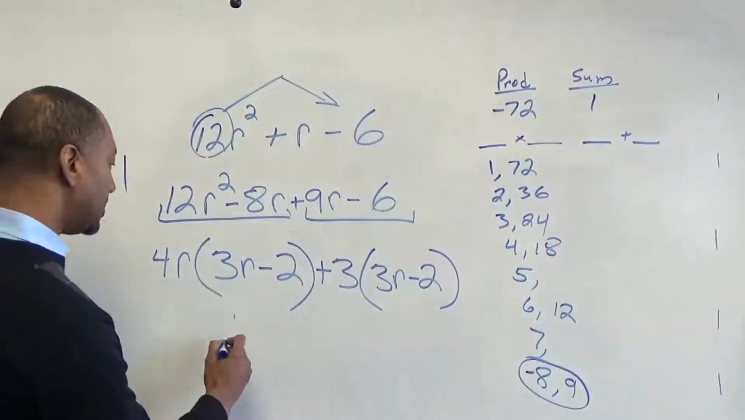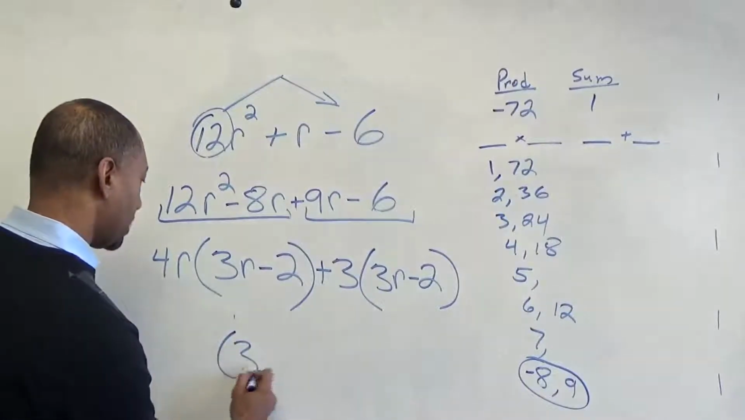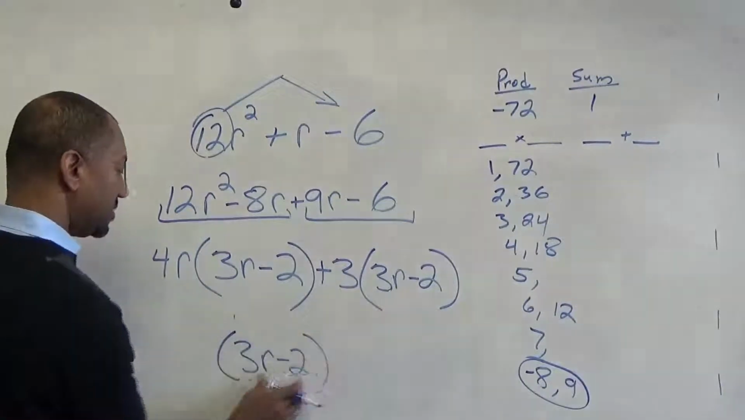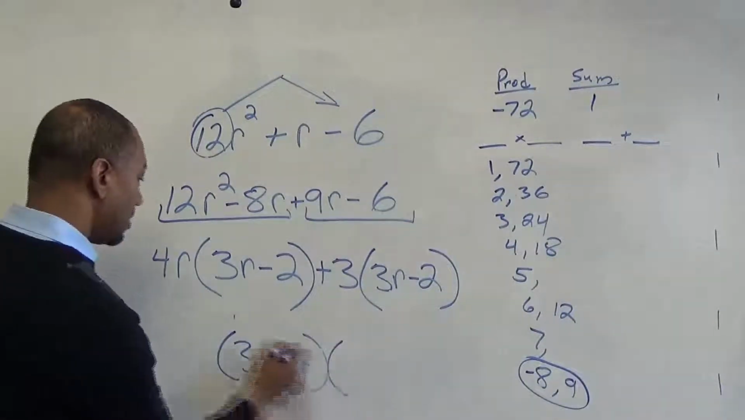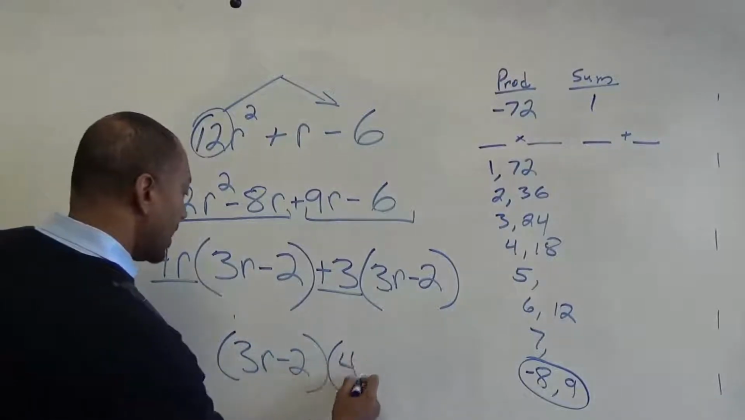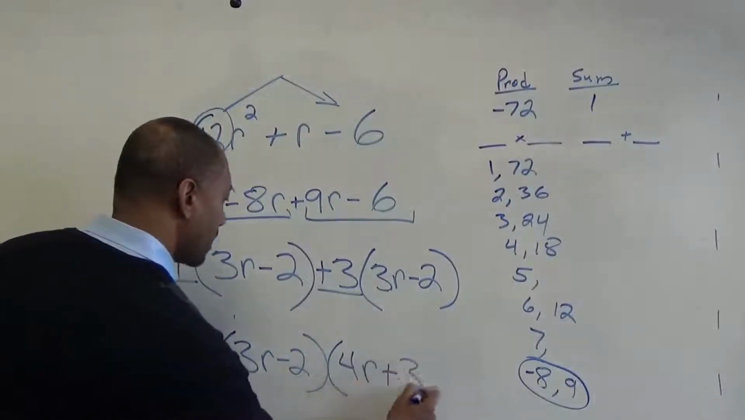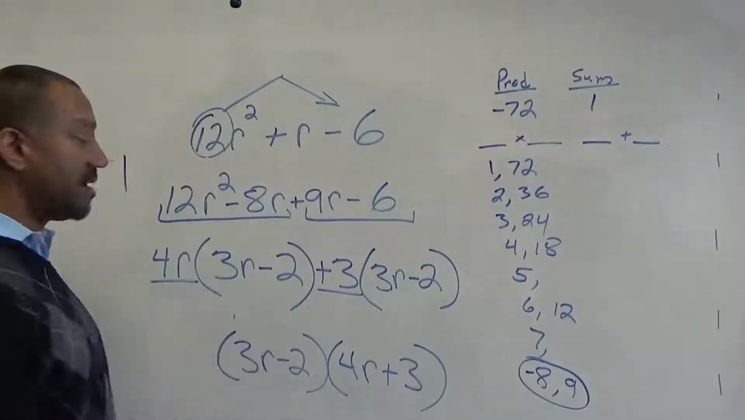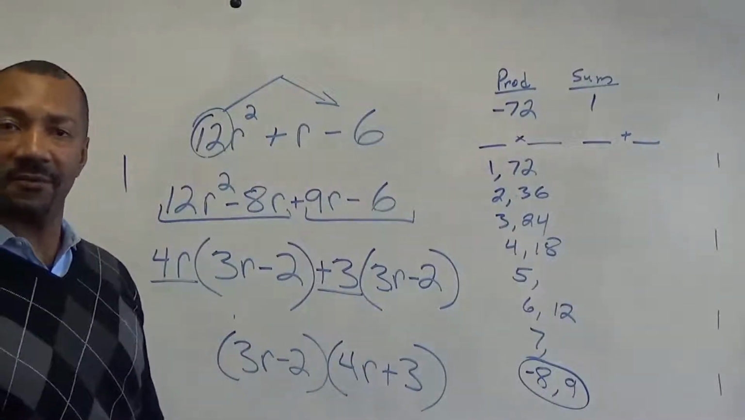Let's go to the final answer. 3r minus 2, because that's what's in parentheses. And then the 2 items in front of the parentheses, we'll go ahead and put them in here. Just like that. And that, my friends, is the final answer.